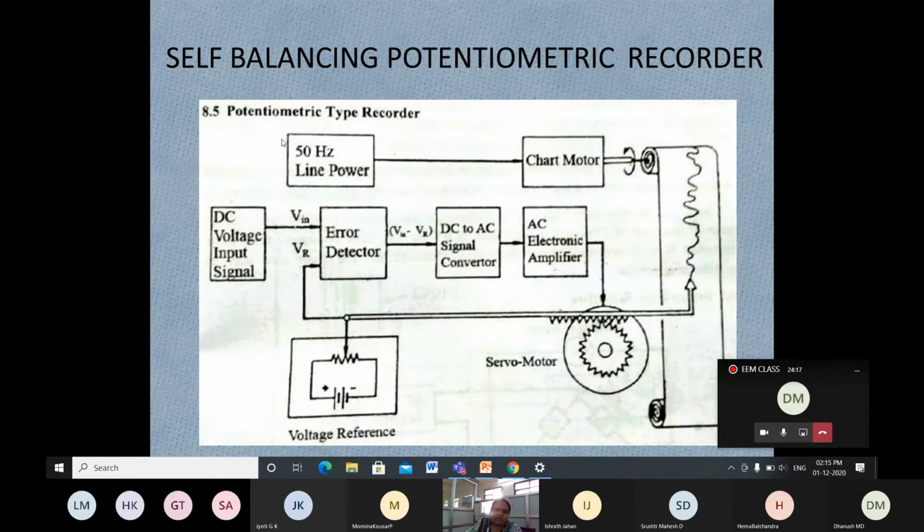For that reason, here 50 Hz line power is used and a chart motor is used. This chart motor rotates the paper in this direction, and as the paper movement and the pen movement are there, we record the data based on the input voltage. This is the construction and the working principle. Simply, what is there in the block diagram, that we have to explain. That's it. This is about the self-balancing potentiometric recorder.